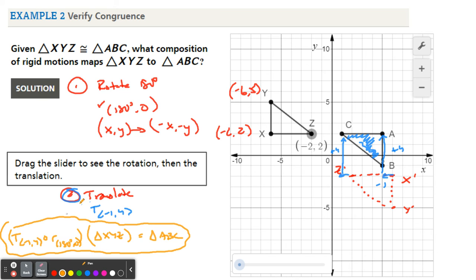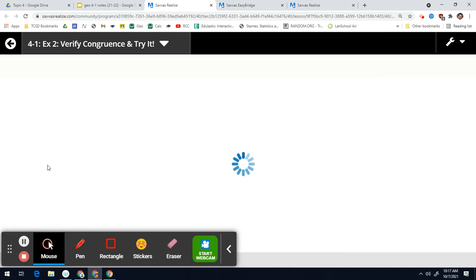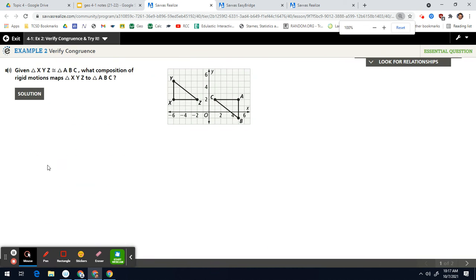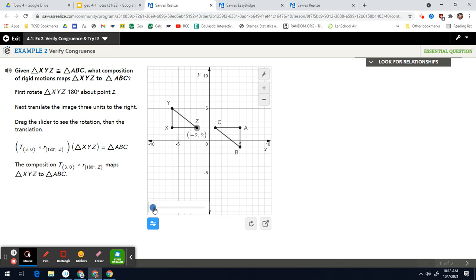Now let's see what they do. Let me click on their little help here. Let me click that. So if we go to the simulation, all right, we can investigate with them. All right. So here we go. So what do we have a slider here for? All right. So the slider is going to do the rotation first. So you notice here there's 90 degrees. And there's 180. So notice what they do. They rotated 180 degrees about Z.